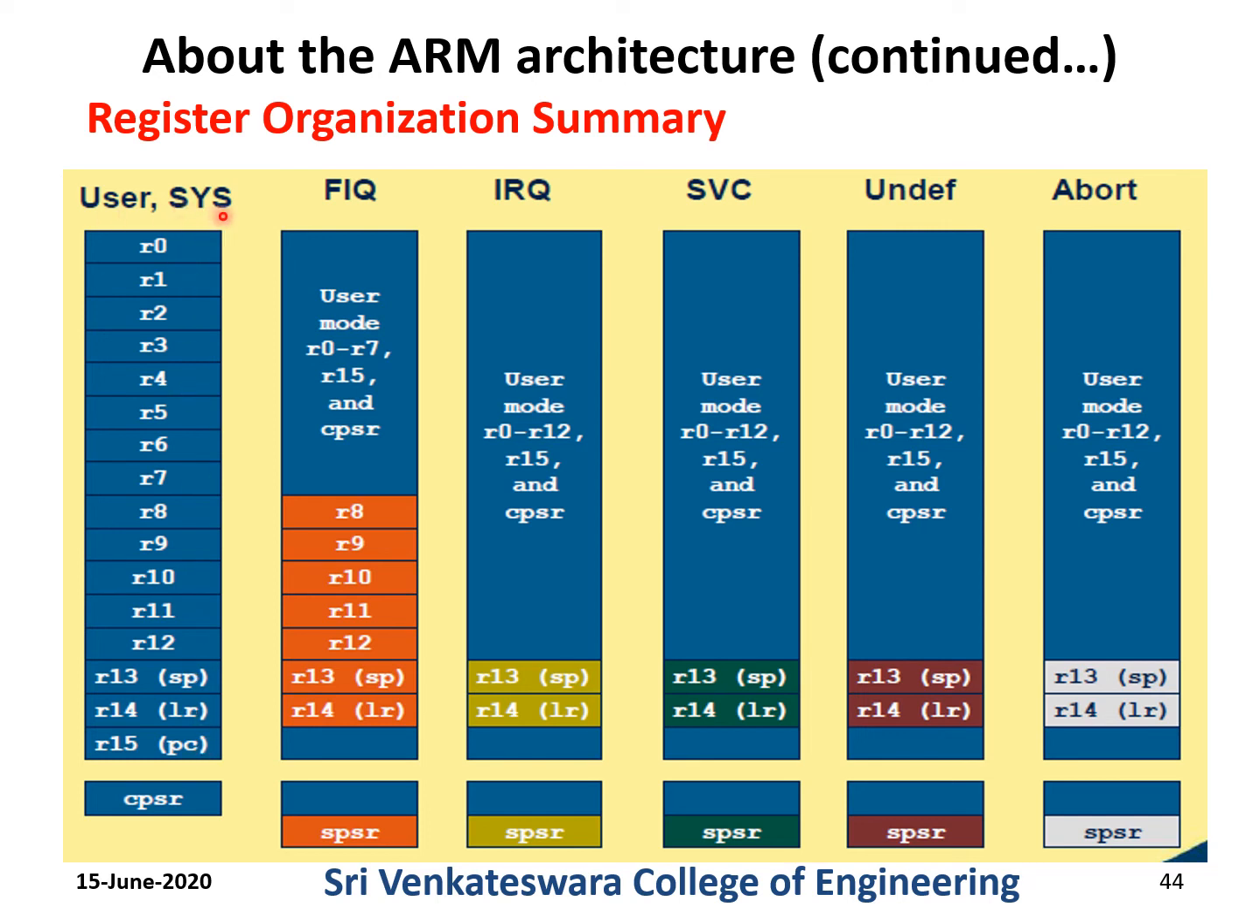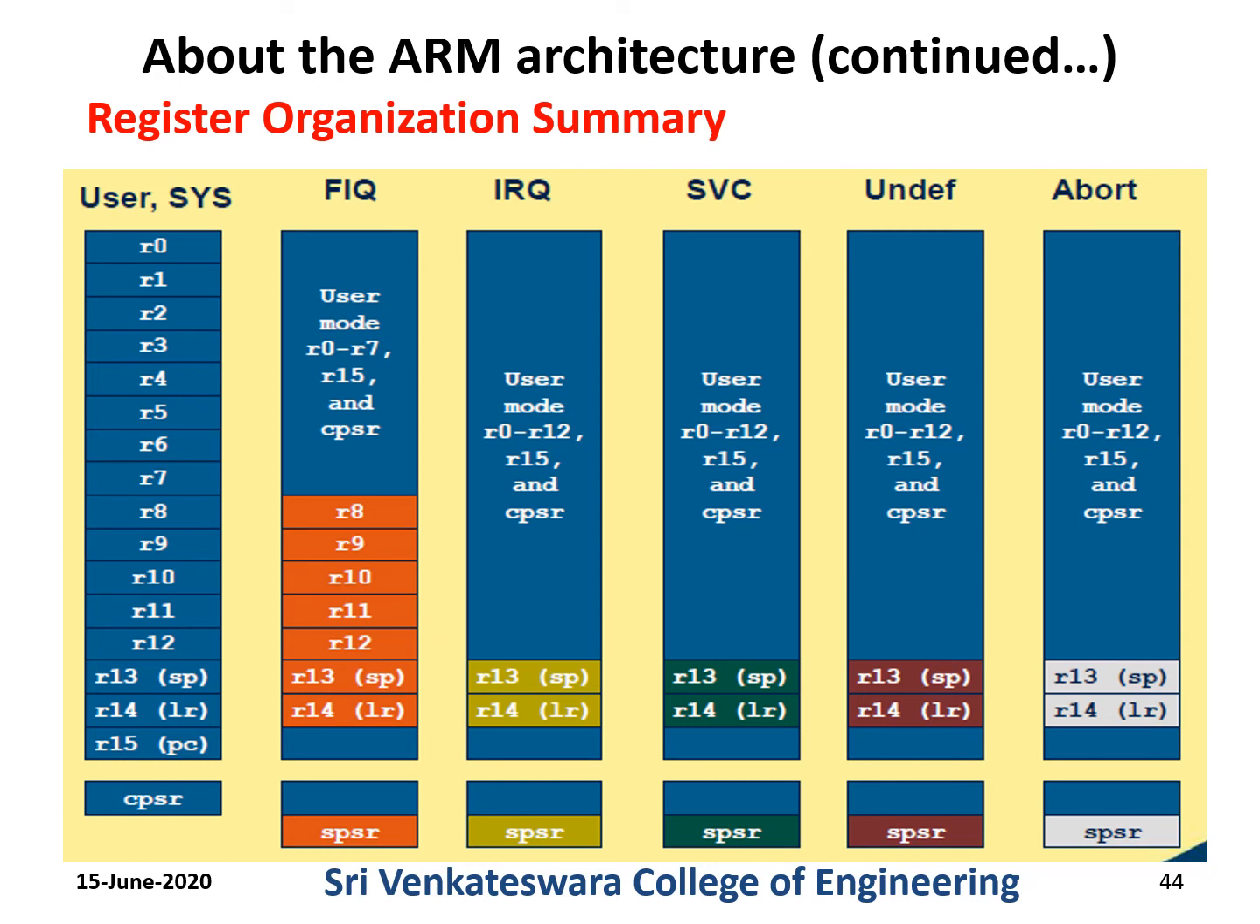For user mode and system mode, all the registers R0 to R12, then R13 which is acting as stack pointer, R14 acting as link register, R15 acting as program counter, and the current program status register are used. In fast interrupt request mode, all the user mode registers R0 to R7, R15 that is the program counter, and CPSR registers are used.